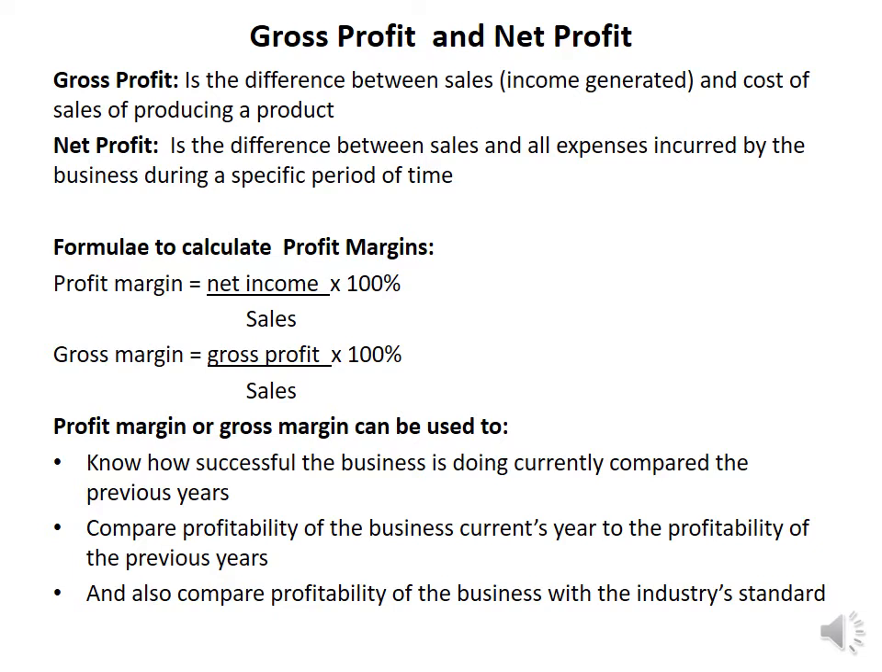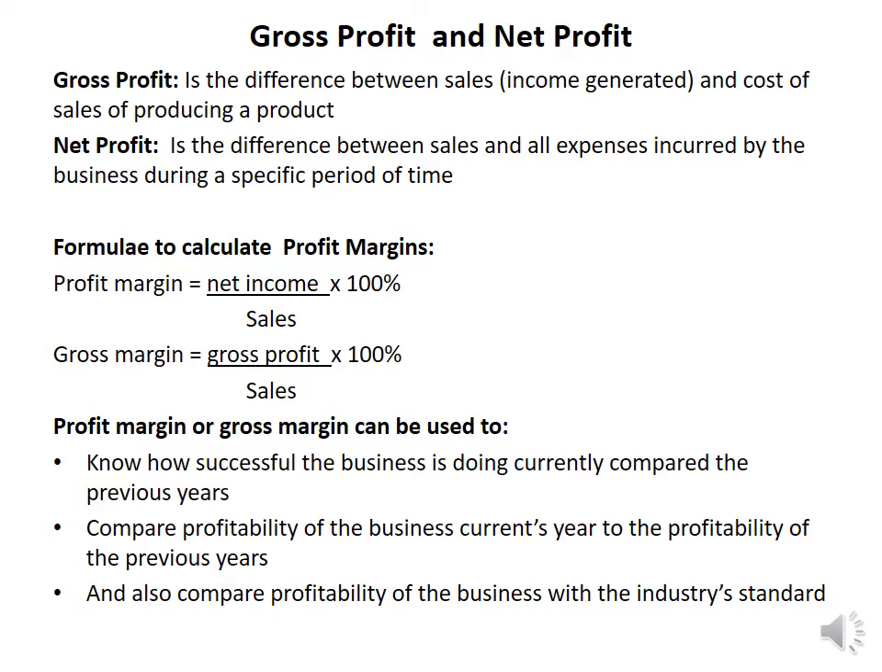The formula to calculate the profit margin is: profit margin equals net income divided by sales times 100%, and you must use the percentage sign in your calculator. The formula to calculate the gross margin is: gross margin equals gross profit divided by sales times 100%, and you use the percentage sign in your calculator. These two formulas are very important. You need to learn and know them.